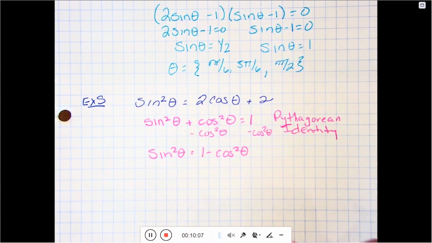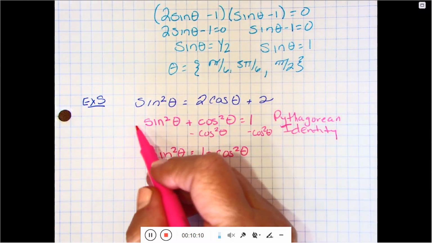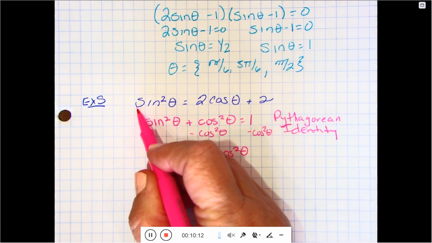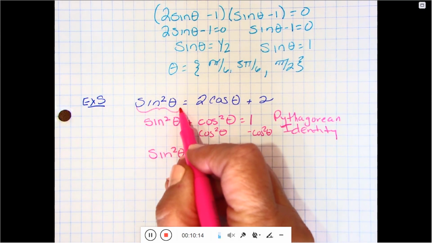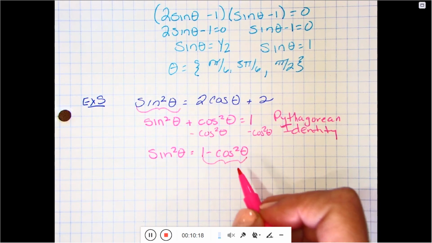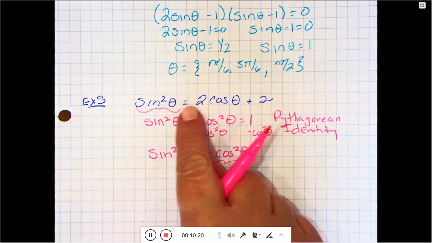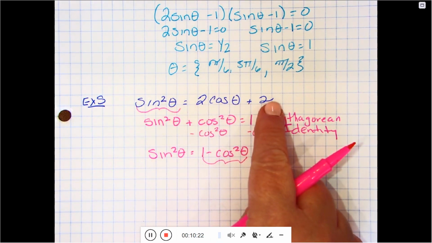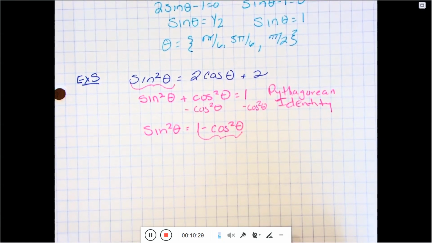Now what does that do for me? Well, what it allows me to do is take this sine squared theta and replace it with 1 minus cosine squared theta. That way my equation will all be in terms of cosine, and I'll only have one trig function instead of two to try to solve for. So I'm going to do that right now.